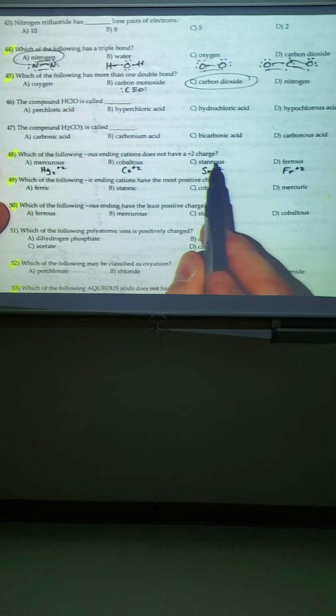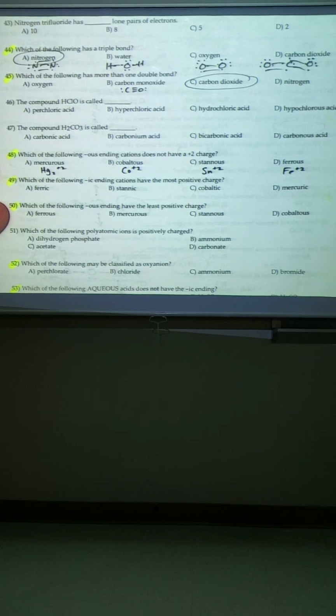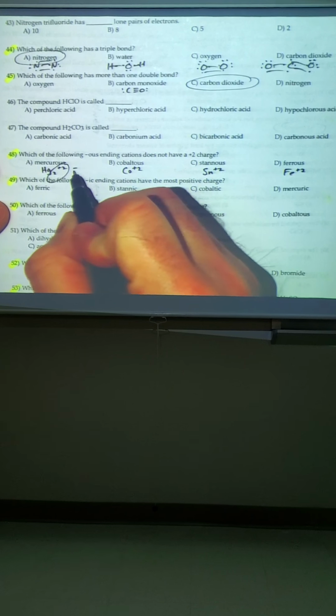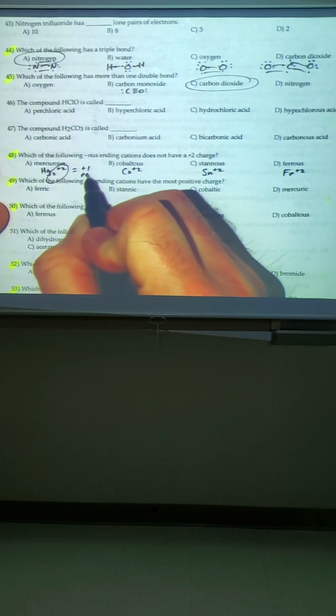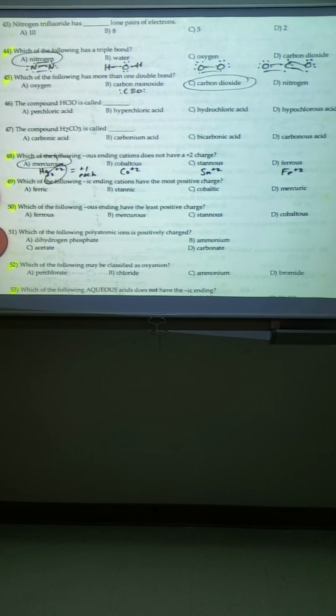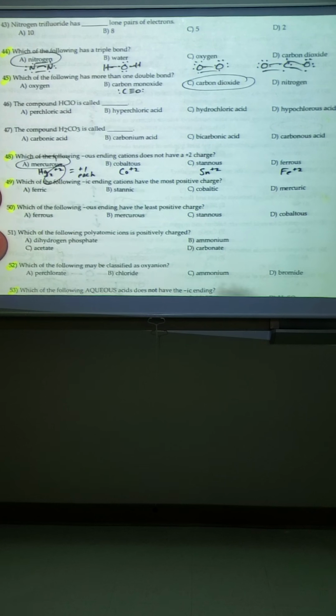So it says which one does not have a plus 2 charge? Well, it looks like they all do. But if you remember that this is 2 over 2, that's really plus 1 each. And that's the answer, mercurous. That's a unique one. It's also the answer to number 50, we'll see that in a second.